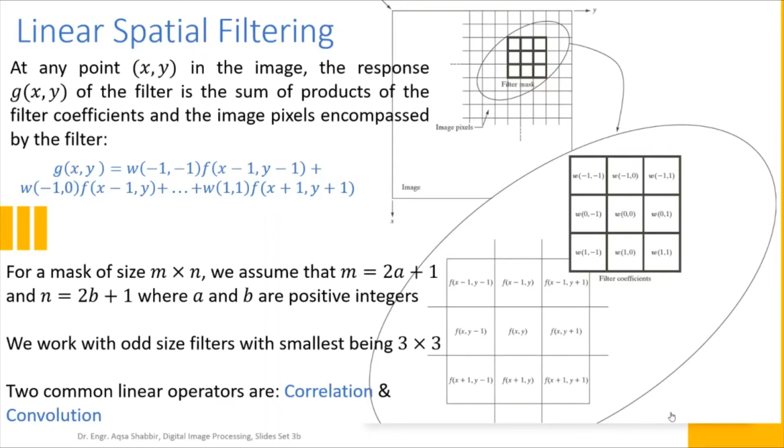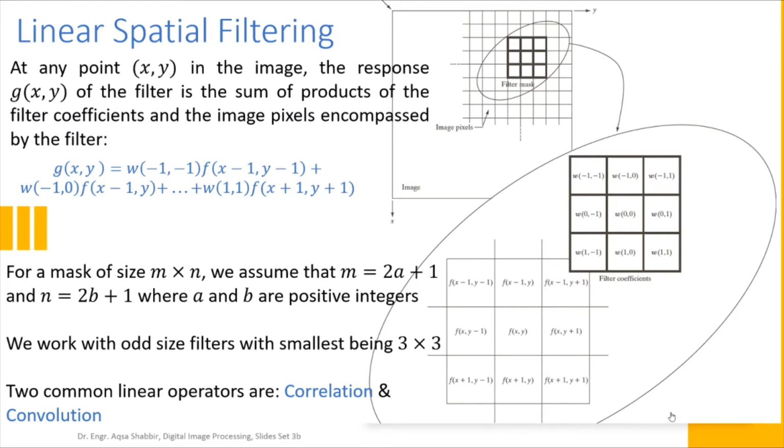The mechanism of linear spatial filtering using a 3 by 3 neighborhood is illustrated over here. At any point x, y in the image, or for every pixel p having coordinates x, y in the original image, the output or the response g(x, y) of the filter is the sum of products of the filter coefficients and the image pixels encompassed by the filter. As I told you earlier, a spatial filter is also known as a spatial mask or a filter mask.